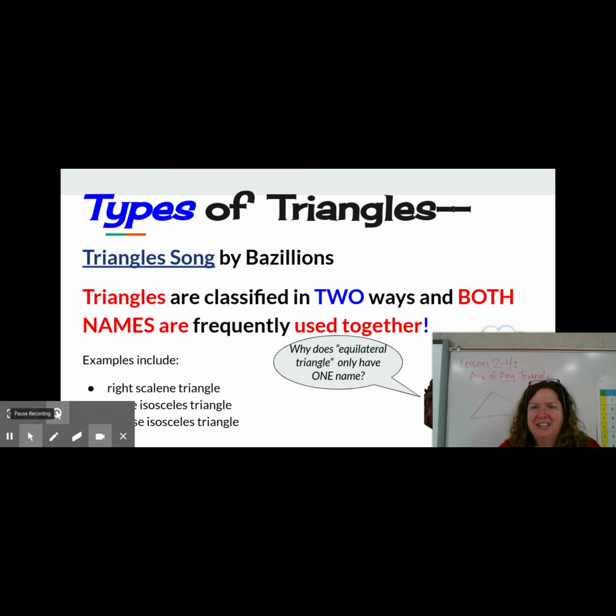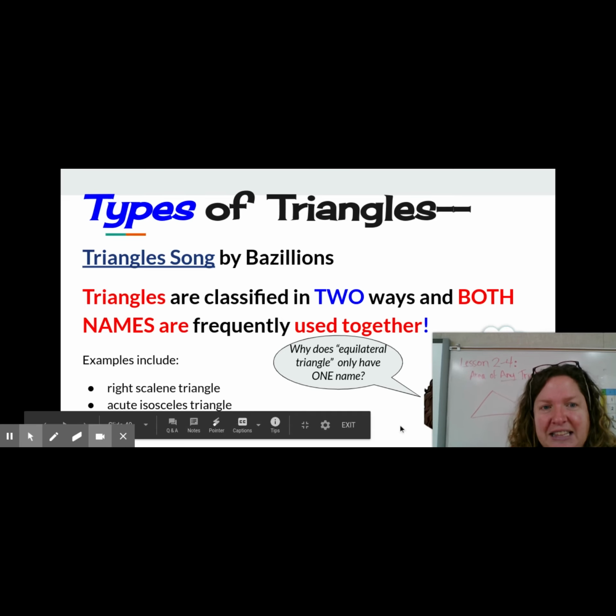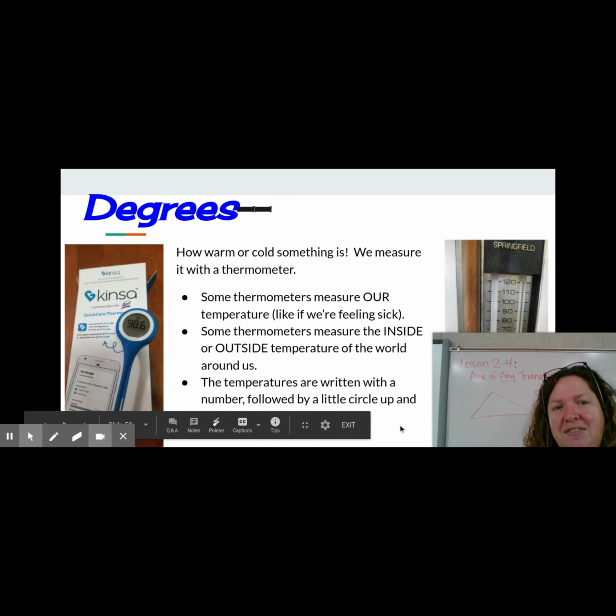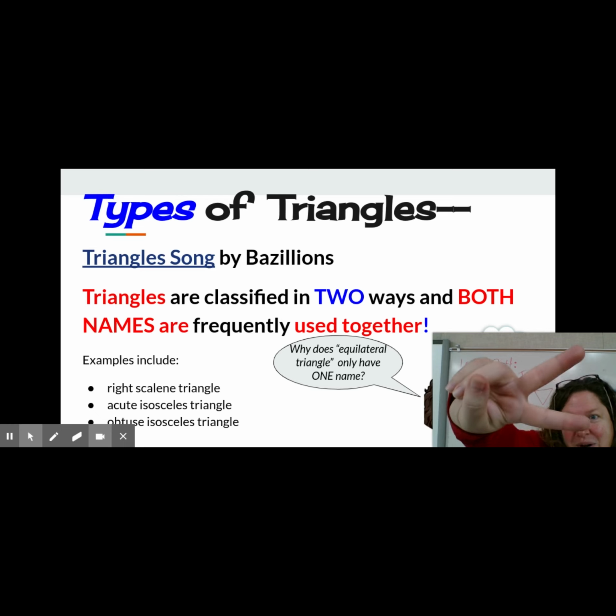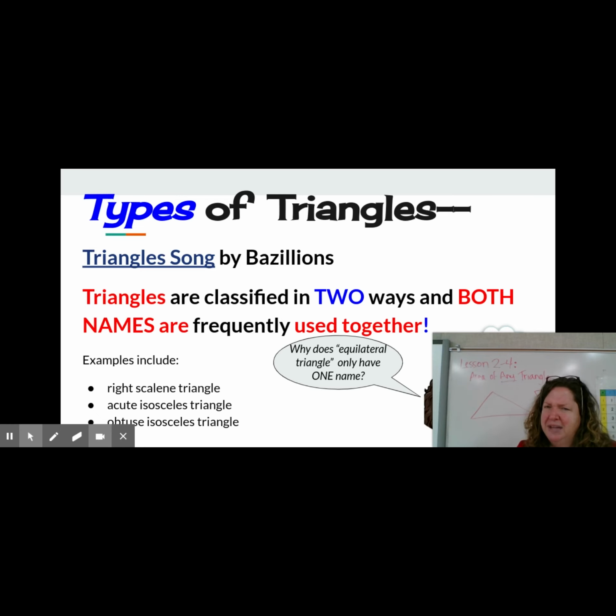Triangles are classified in two ways, and both names are frequently used together. For instance, you could have a right scalene triangle, an acute isosceles triangle, or an obtuse isosceles triangle. So triangles are classified two ways, and they often have two names. Why does an equilateral triangle only have one name? Think about that for a minute.